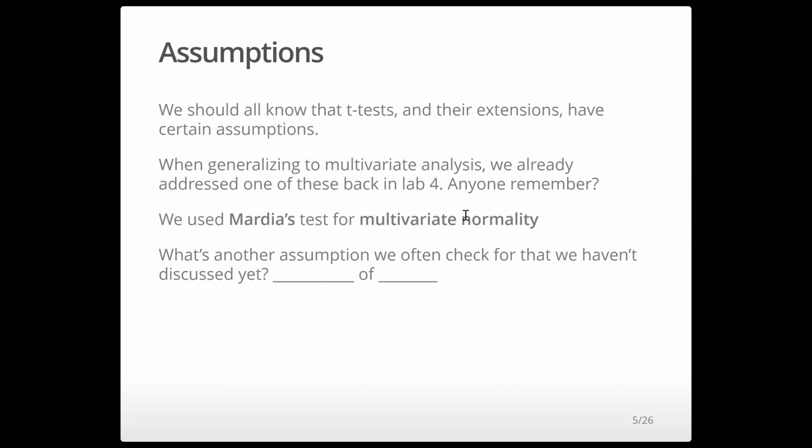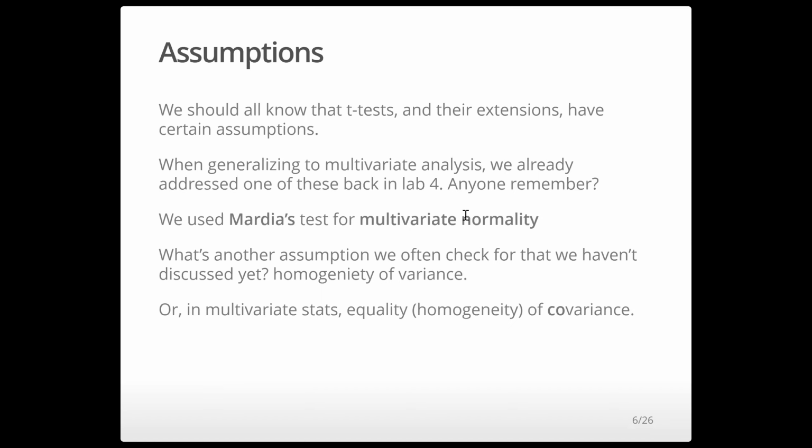So here we have blank of blank. That would be homogeneity of variance, or in multivariate stats, equality or homogeneity of covariance. So the assumption is essentially that both groups are drawn from a population with equal covariance matrices.